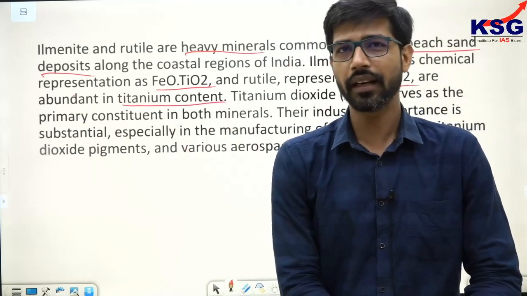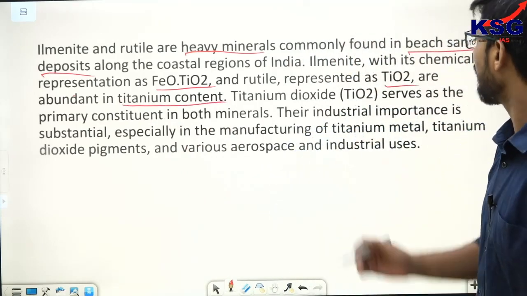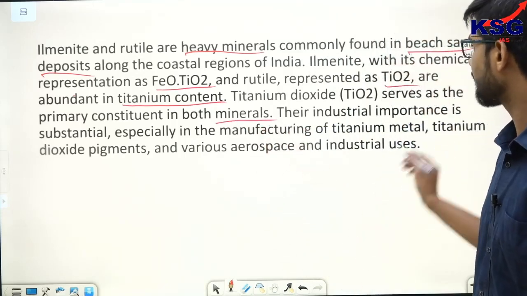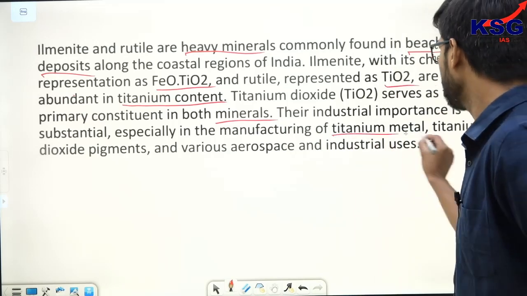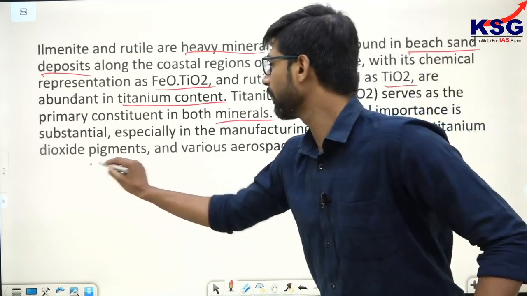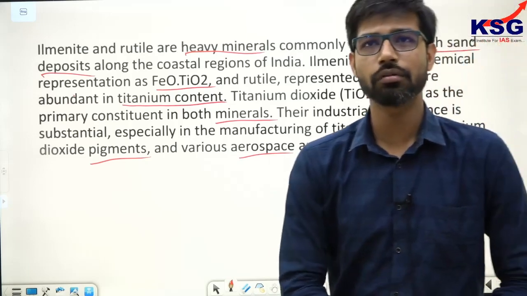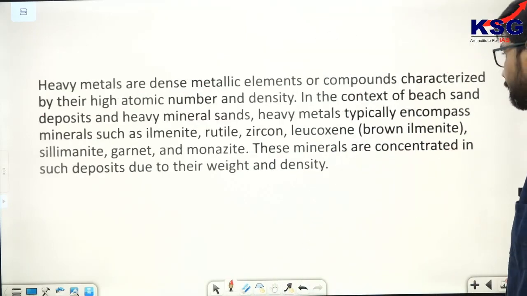Titanium is a rare earth metal which is basically associated with these two terms. Titanium dioxide serves as the primary constituent in both of these minerals. Their industrial importance is substantial. They are used in the manufacturing of titanium dioxide pigments. Apart from that, various aerospace and industrial uses are also associated with ilmenite and rutile. These are very important minerals.